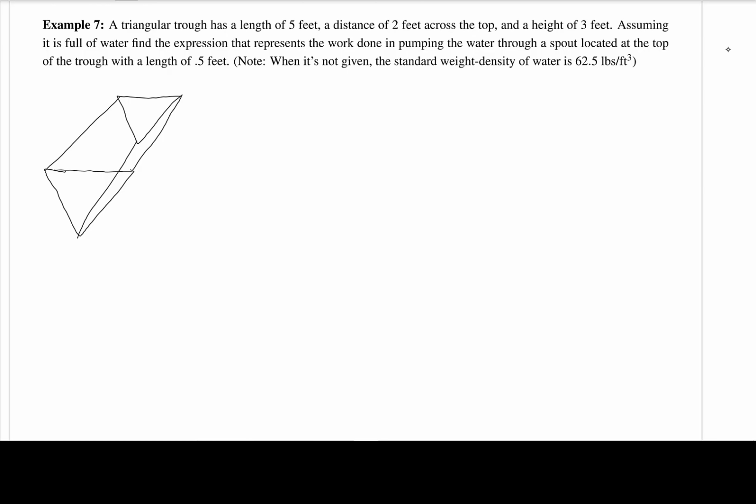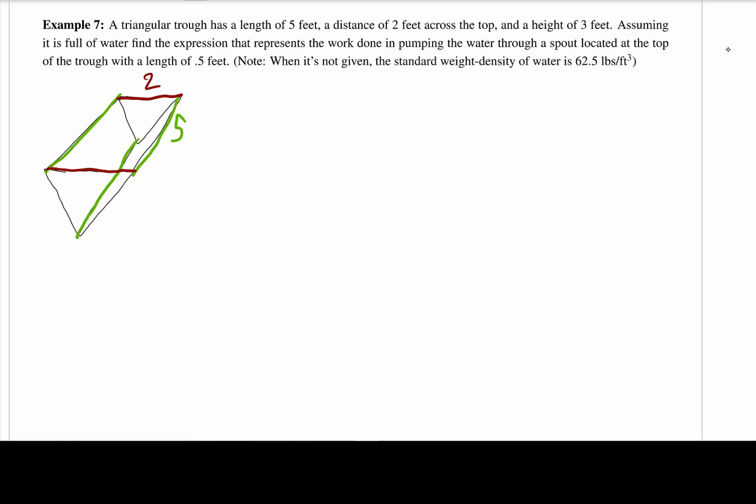Okay, there's my triangular trough. It has a length of 5 feet. What this represents is that this line right here, this line right here, and this line right here are all 5 feet long. It has a distance of 2 feet across the top. So that means this distance right here and this distance right here are both 2 feet.